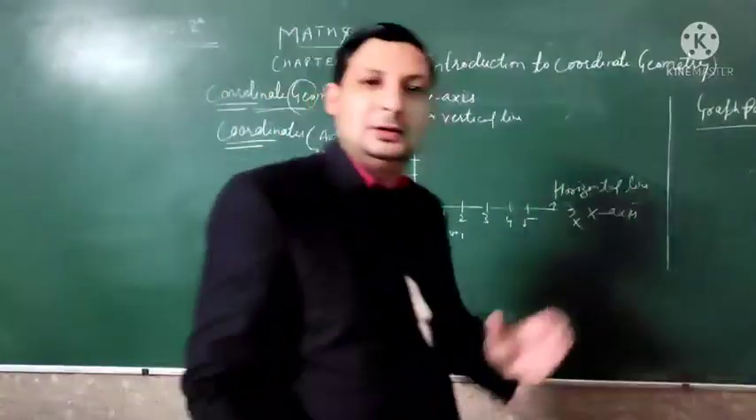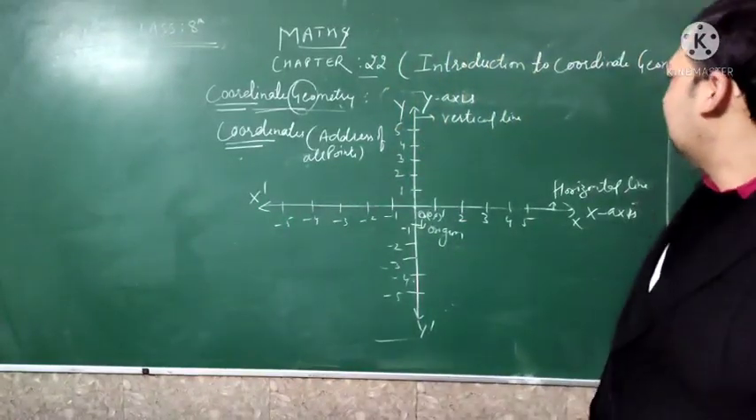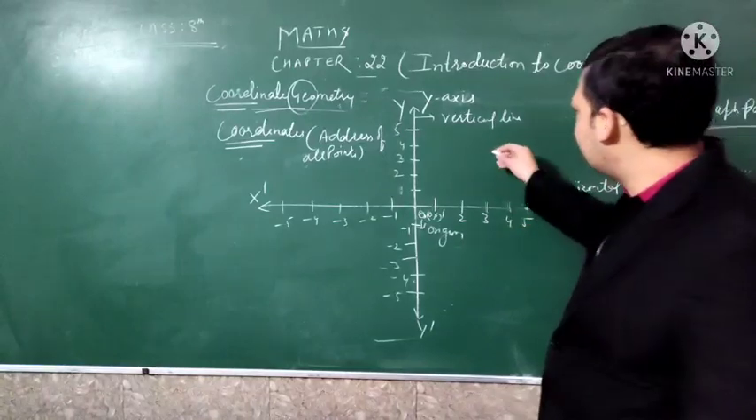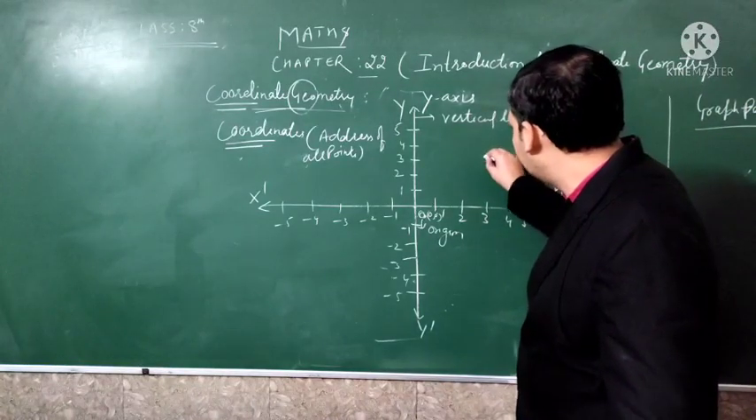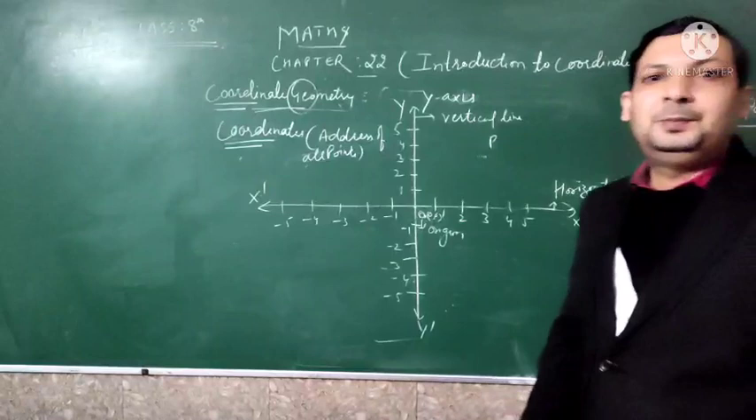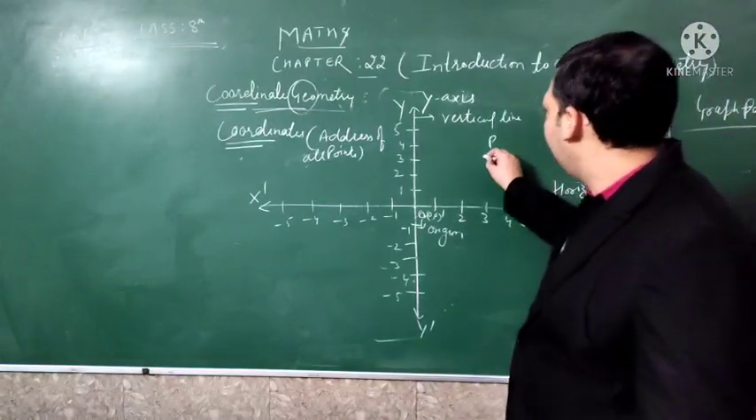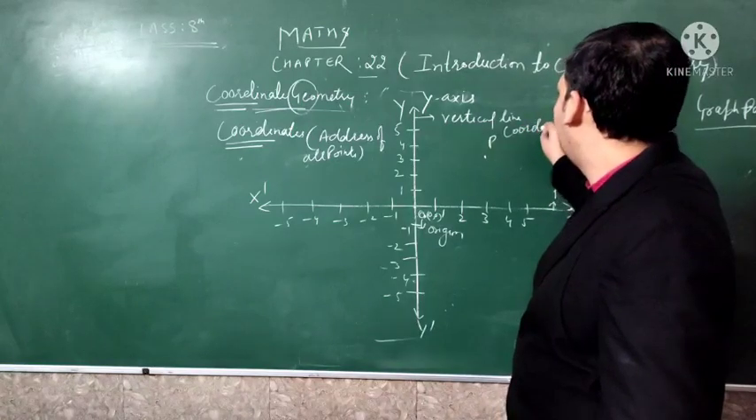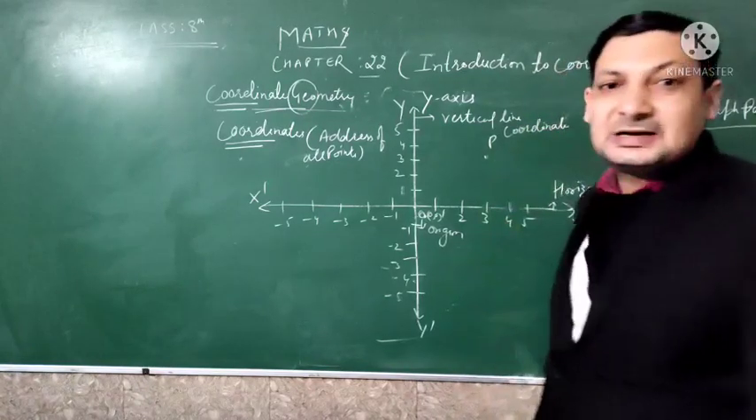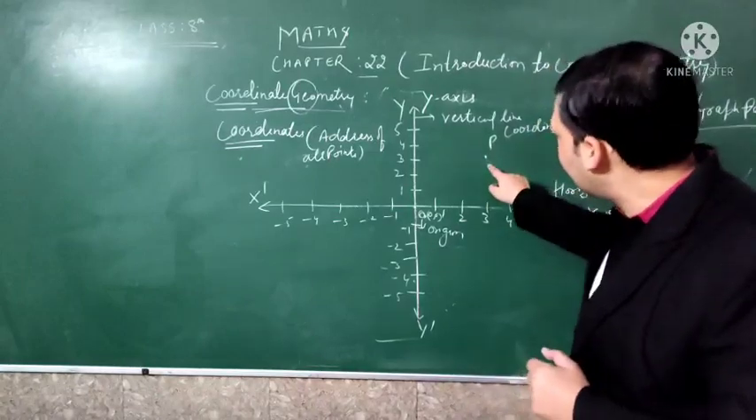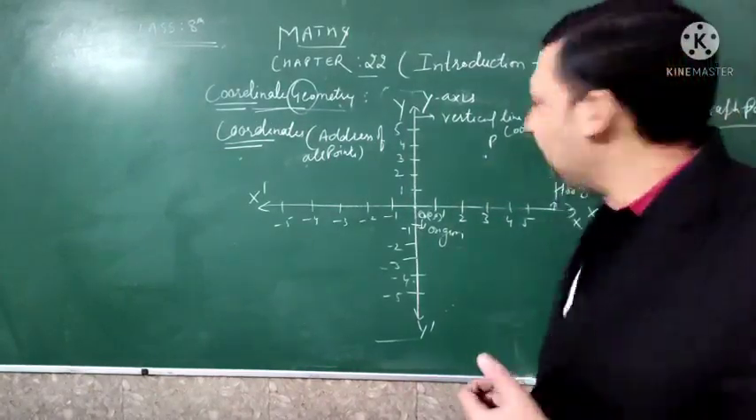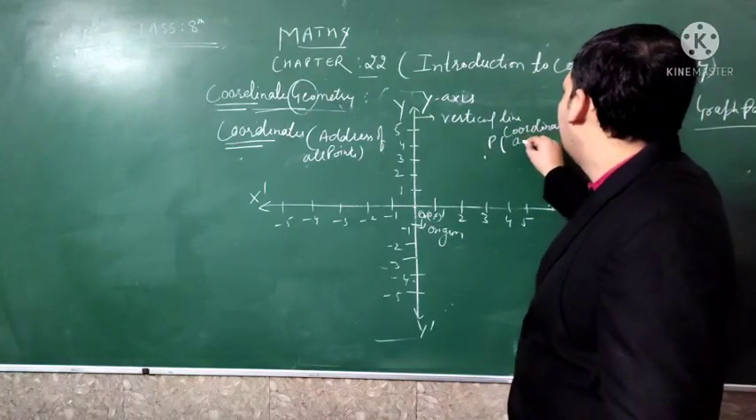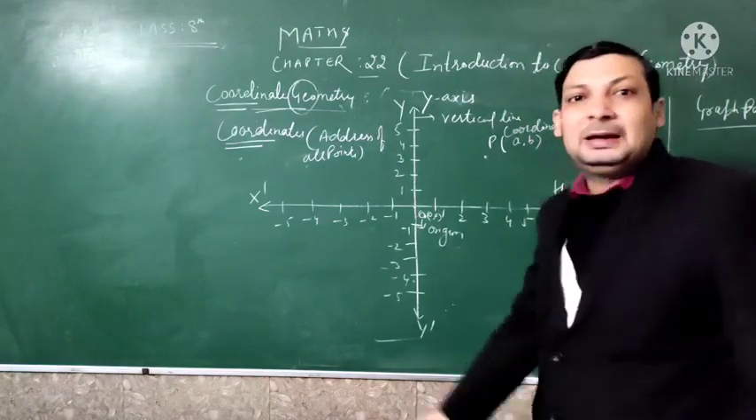So see how I will represent a coordinate. I will take any point on this plane surface. I will take point P here. So see, we are discussing location of point P. I have taken here. Now we will talk about coordinate of P. Coordinate of P consists of A and B, an ordered pair A and B.